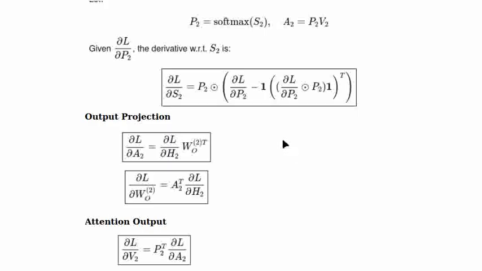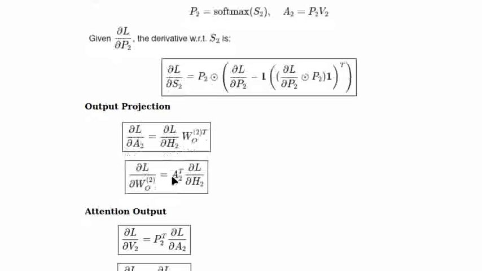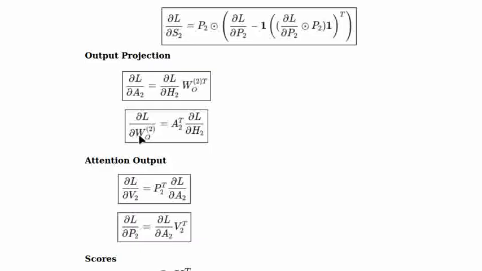With this calculated, we could calculate dl dA2. Suppose we have found dl dx2. So this is equal to dl dx2 times WO transpose. And dl dWO is equal to the transpose of A2 times the dl dx2. With dl dWO given, then we can update WO.